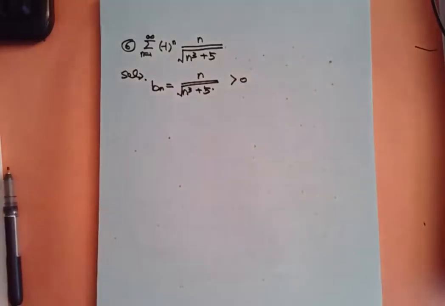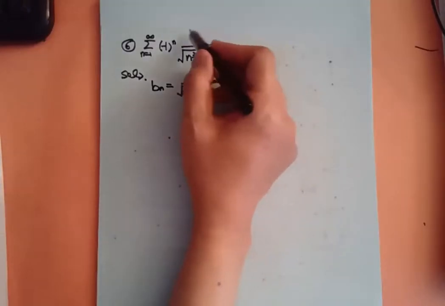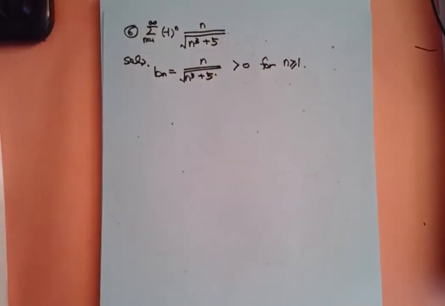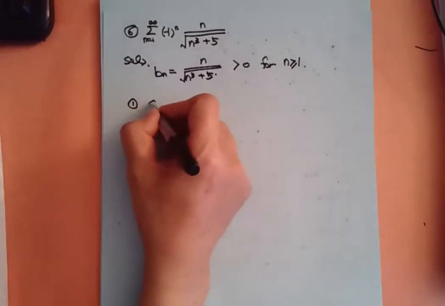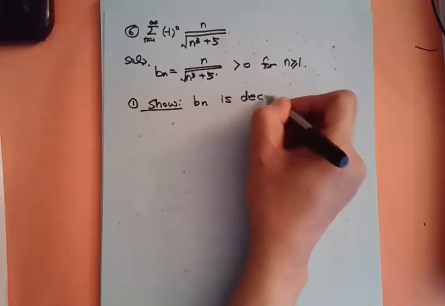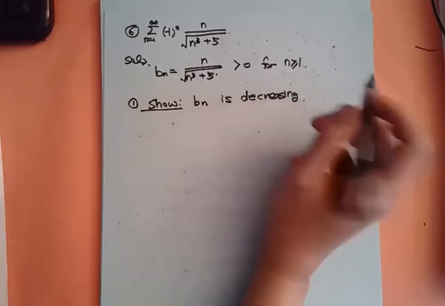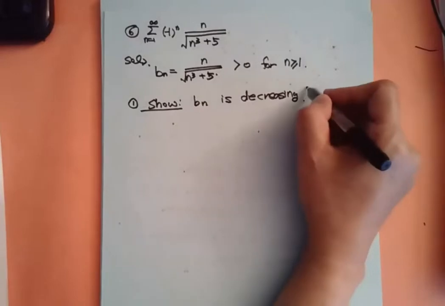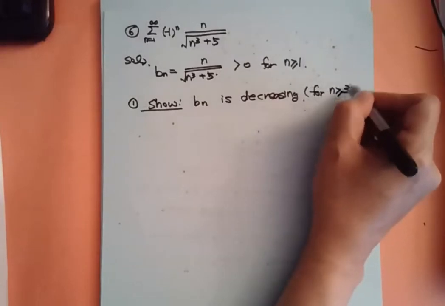The first thing we notice is, of course, bn must be greater than 0 for n greater than or equal to 0. So what we want to show is bn is decreasing. Here, when we say bn is decreasing, in general, it can mean decreasing except for finitely many terms. So in this case, that'll be 3. So for n greater than or equal to 3.